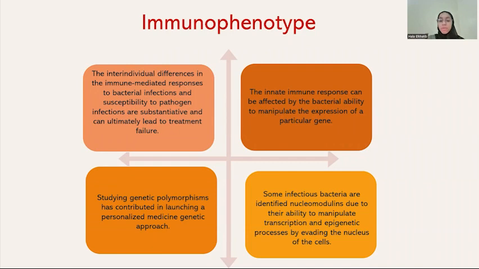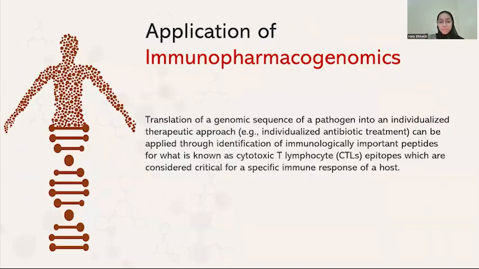The interaction between the host and the bacteria during infections is complex. Immunophenotype variations are dramatically increasing this complexity. Application of immunopharmacogenomics: translation of the genomic sequence of a pathogen into an individualized therapeutic approach can be applied through identification of immunologically important peptides, known as cytotoxic T lymphocyte epitopes, which are considered critical for a specific immune response of a host.